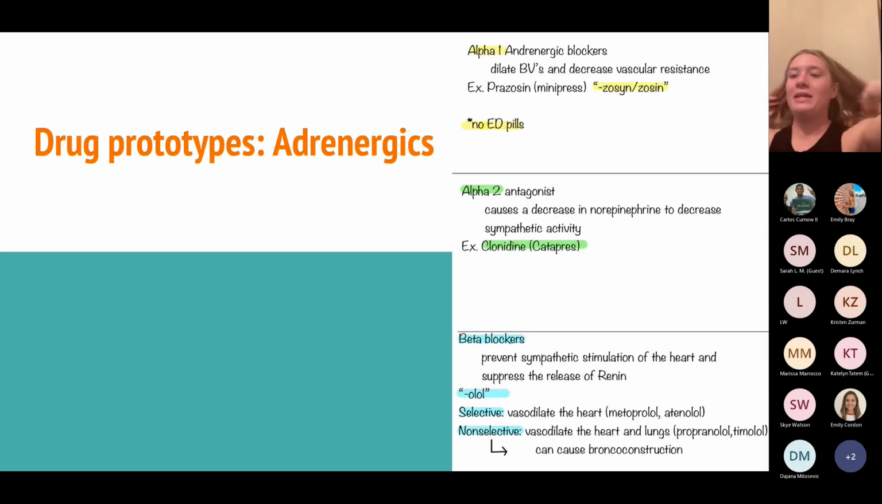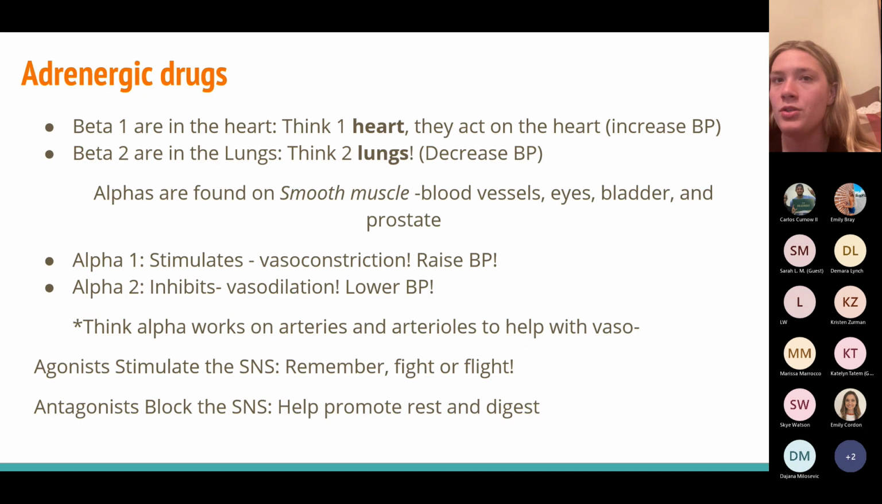So now we're going to get into our drug prototypes, okay? When I say prototype, this is the drug that we're going to use to help us understand what an adrenergic drug is. I did a little list for you guys, but we are going to be talking about our adrenergics. There's a couple different types of adrenergics, and we will discuss that. So, what are adrenergic drugs? They can be split into a few different categories.